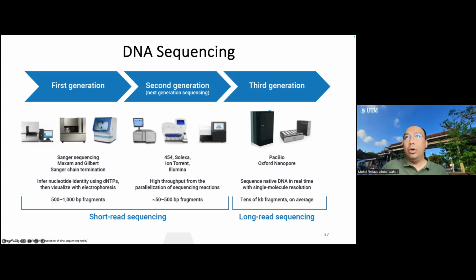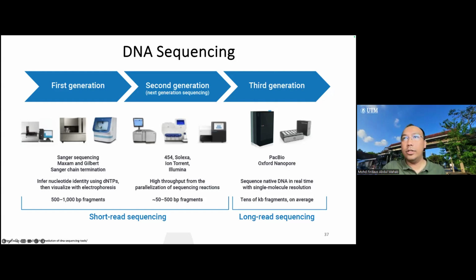But nowadays, the more recent sequencers are able to generate long fragments. So it's no longer 1,000 base pair fragments or 500 base pair fragments. It can be tens of kilobases in length. So normally what we do is combine long read sequencing with short read sequencing, which will give us very in-depth and detailed information about the microbial community in that particular environment, based on the DNA sequences from the total DNA that we extract.